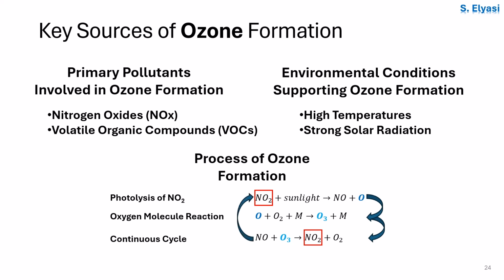This ongoing cycle of reactions keeps generating more ozone as long as sunlight and primary pollutants are present. Understanding these dynamics is crucial for managing and reducing ozone levels, especially in urban areas where vehicular and industrial emissions are high, and during periods of warm, sunny weather, which escalate the formation of ground-level ozone.